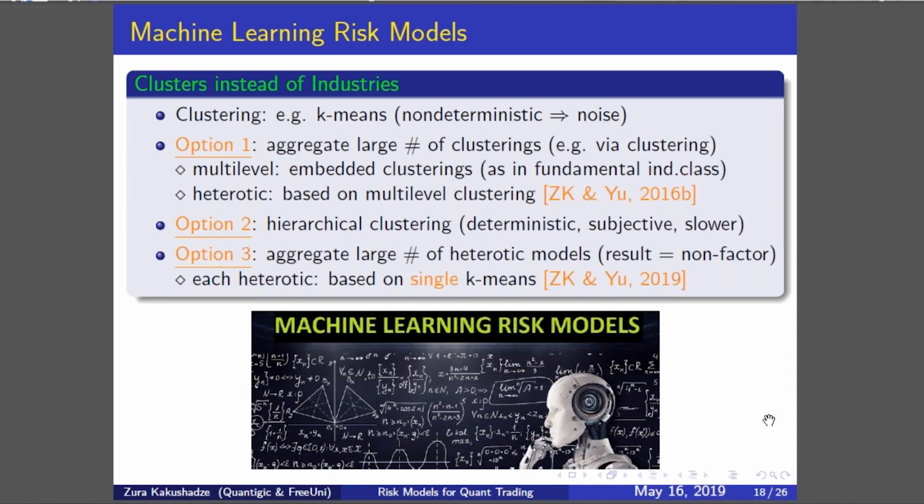The third option is to aggregate a large number of risk models themselves, as opposed to aggregating the clusterings. And I'll talk about this in a second. So basically, you run a single k-means and you build a kind of incomplete version of a heterotic risk model based on a single k-means, and then you aggregate a large number of those. And what you get at the end of the day is actually not even a factor model. It doesn't factorize. But apparently, as it turns out, it also produces interesting results.